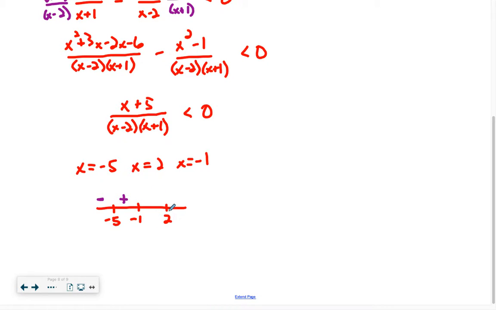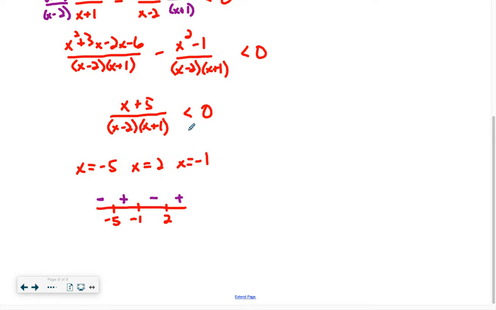Choose a number between negative 1 and 2, say 0. If I plug 0 in, that would be a positive over a negative times a positive. So one negative sign would result in a negative. And then choose a number greater than 2, say 3. All three of these factors would be positive then. 3 plus 5, 3 minus 2, and 3 plus 1. So a positive over a positive times a positive would be positive.